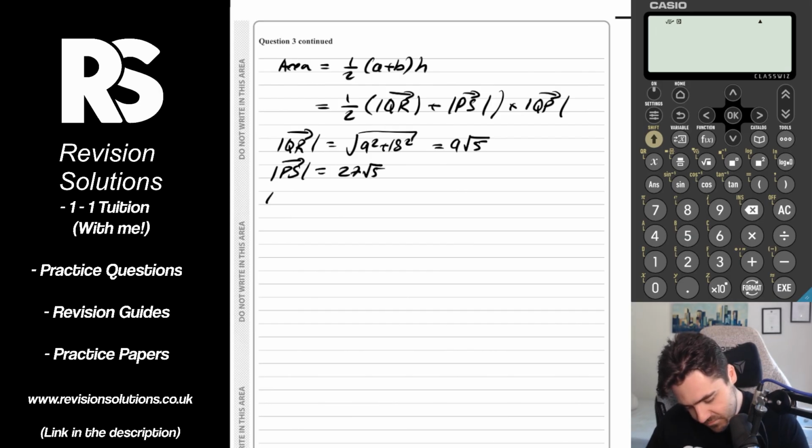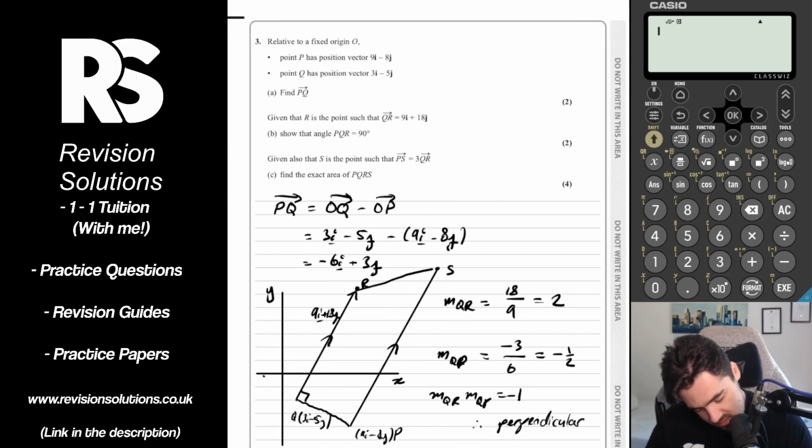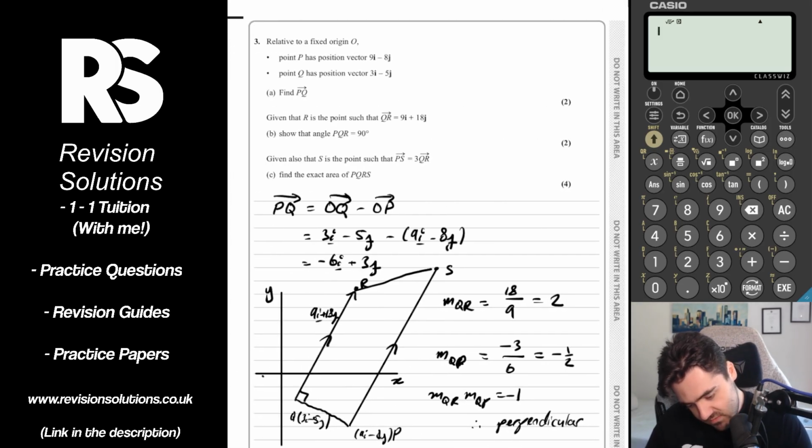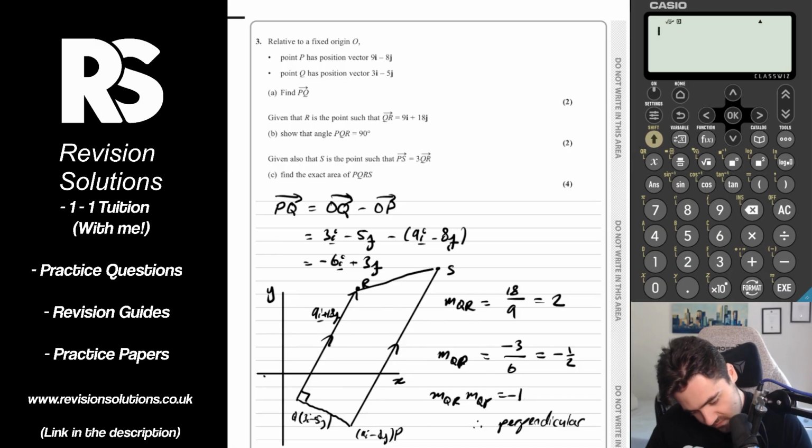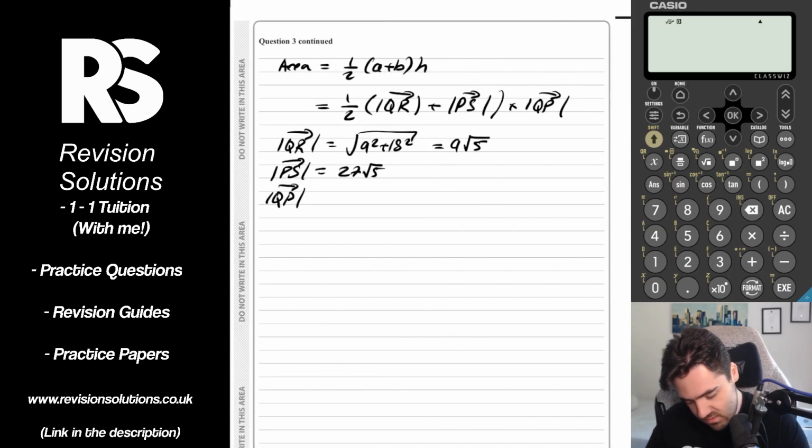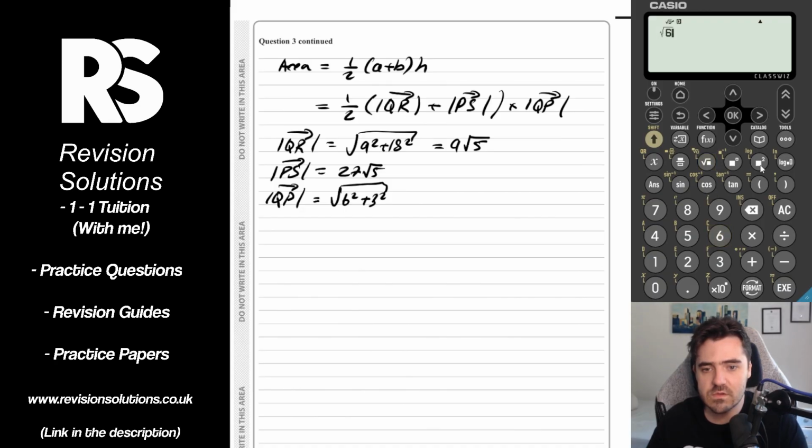And then the magnitude of Q to P. Q to P was minus 6i plus 3j, but in reverse. But that's not going to affect the length. So it's going to be the square root of 6 squared plus 3 squared. So typing that in the calculator, square root of 6 squared plus 3 squared. That's 3 root 5.